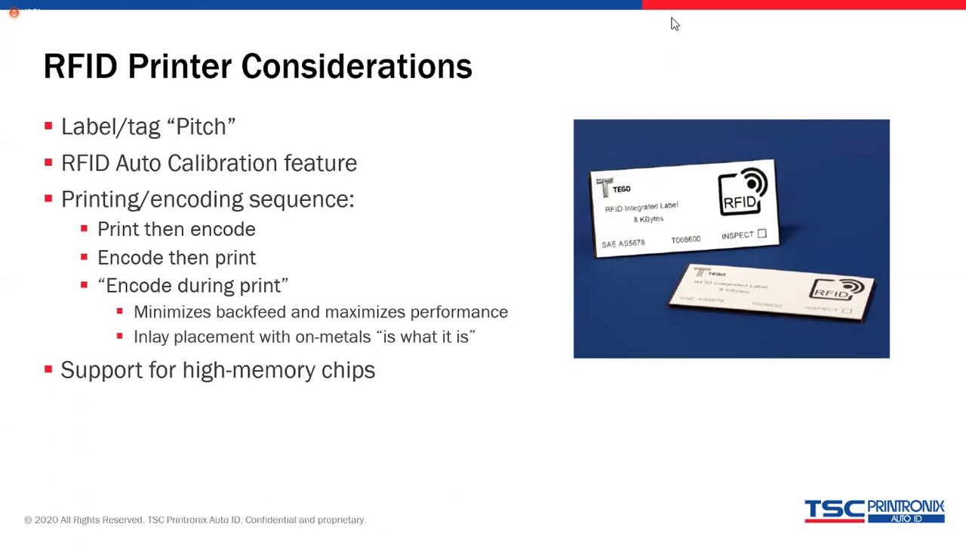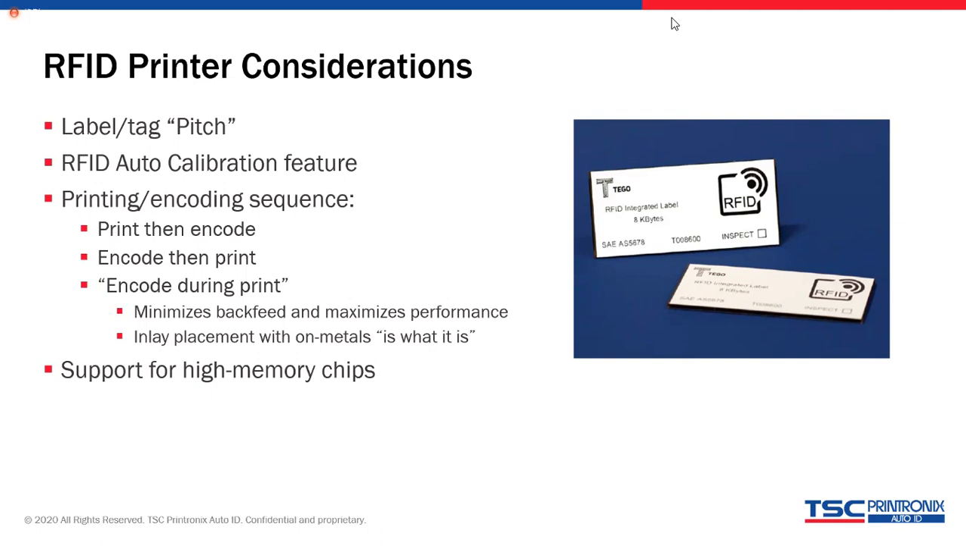Next big bullet point here. You want to make sure that your printer supports high memory chips and tags if you are going to use high memory chips and tags. This is somewhat common with on-metals. The picture on the right is a tag from a particular company called Tego. It's an on-metal tag that commonly gets used in aviation parts marking. And it has 8 kilobytes, not bits, but 8 kilobytes of user memory.